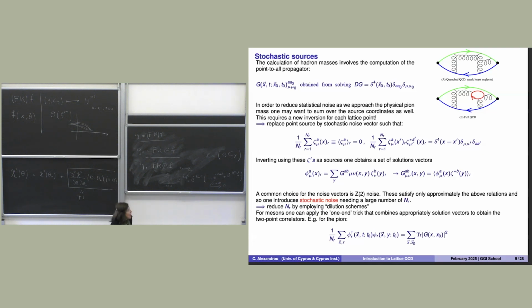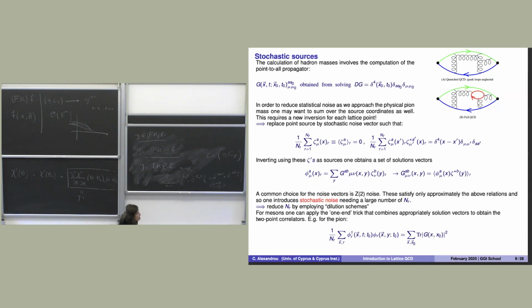Okay. However, this is exact only if this n goes to infinity. So now I have introduced an additional source of error, which is called stochastic noise. So I have two sources of errors. One, because I don't have an infinite number of configurations. And the second is because I don't have an infinite number of stochastic sources. And I have to make sure that I control both of them. So calculating the all-to-all propagator is much more difficult than calculating from one fixed point to everywhere. But we have techniques now to do this.